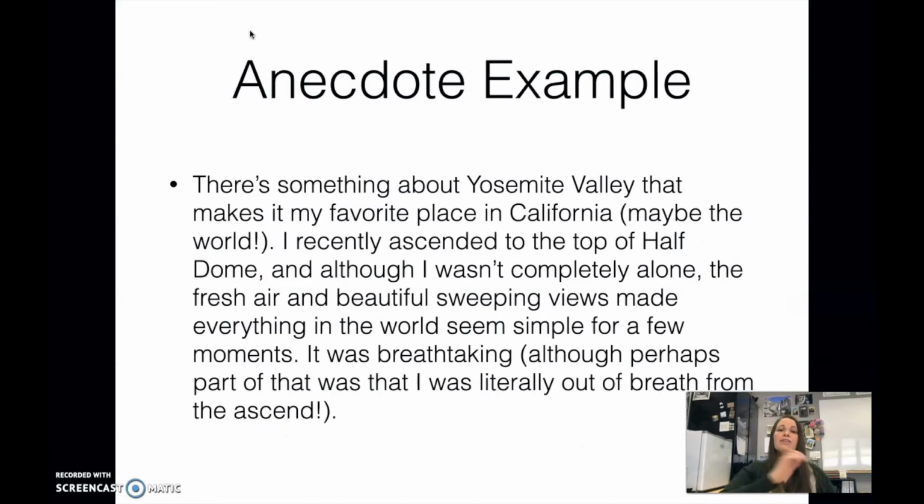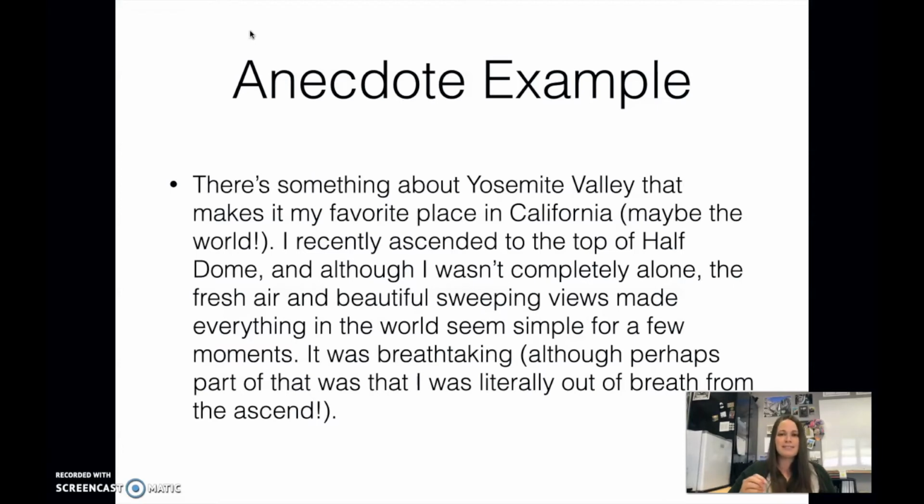All right. Here's an example. This would be my own personal example, and this would be one for nature. There's something about Yosemite Valley that makes it my favorite place in California, maybe the world. I recently ascended to the top of Half Dome, and although I wasn't completely alone, the fresh air and beautiful sweeping views made everything in the world seem simple for a few moments. It was breathtaking, although perhaps part of that was that I was literally out of breath from the ascent.